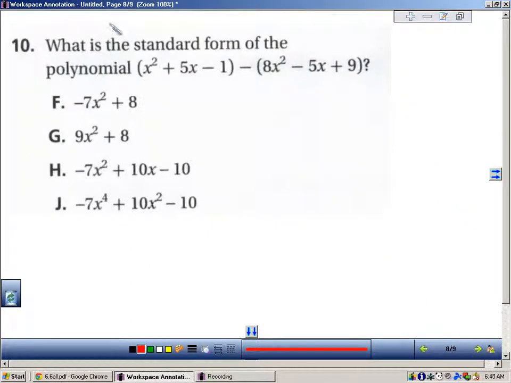What is the standard form of this polynomial? Remember, standard form, you write the powers from greatest to least. Again, what's this mean? Powers from greatest to least. Remember that. So in order to do that, though, we've got to subtract these two polynomials. So I talked about this, where you take this subtraction sign, you make it a positive sign, and you distribute that negative sign to each of the terms.